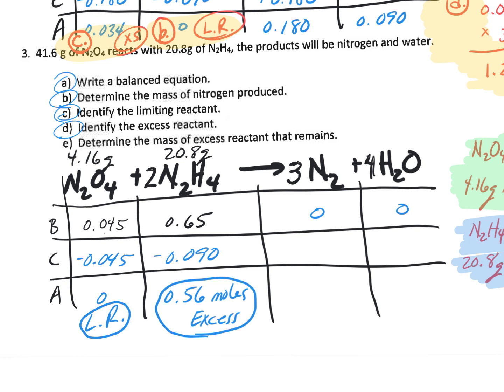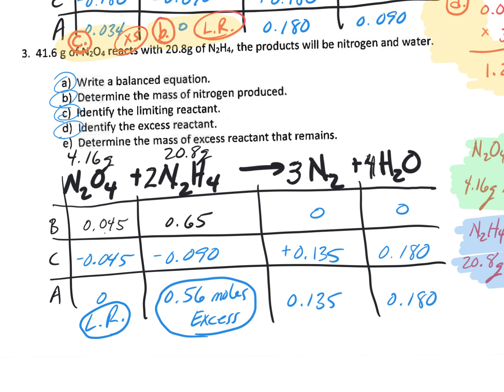In order to find out the number of moles of nitrogen produced, we're just going to take this amount of the N2O4 and multiply that by 3. Why? Because it's a 1:3 ratio. So let's see what 0.045 times 3 is. All right, so as far as the amount of nitrogen that we're going to make, it's 3 times 0.045. We get this number, 0.135. It wasn't asked for, but I just calculated it anyway.